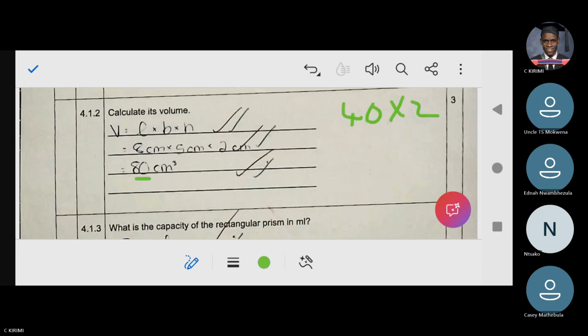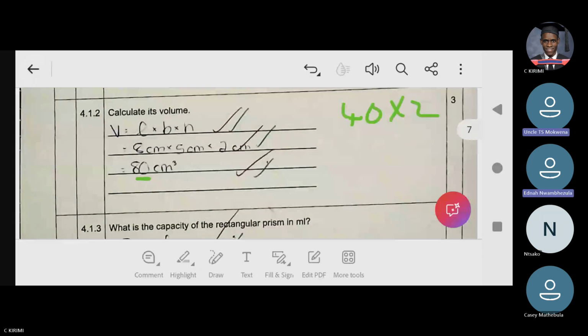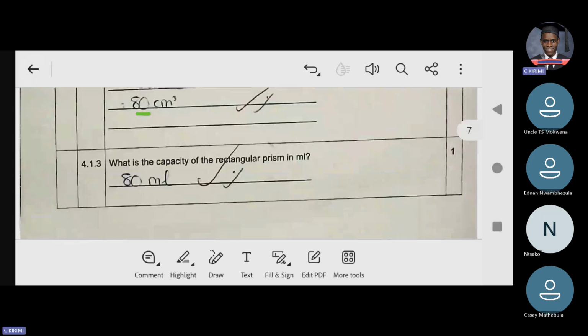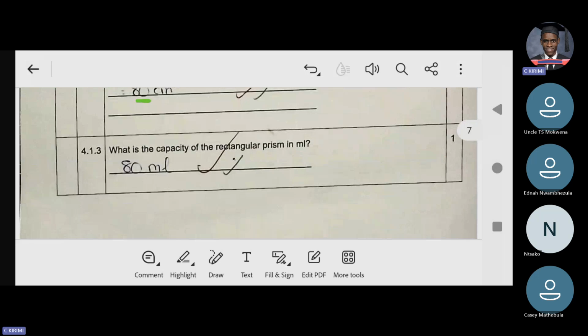Volume is always measured in cubic units, cubic centimeters. So the answer, I must see cubic centimeters. This time it's not area, it's volume, so the units must be cubic. Okay? Right. What is the capacity of the rectangular prism in milliliters?